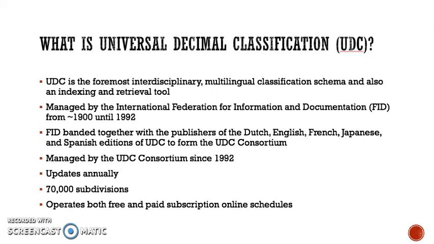It was managed by the International Federation for Information and Documentation, or FID, from 1900 until 1992, when FID banded together with the publishers of the Dutch, English, French, Japanese, and Spanish editions of UDC to form the UDC Consortium, and it's been managed by the consortium since 1992. It's updated annually. There are 70,000 subdivisions, and it operates both free and paid subscription online schedules.